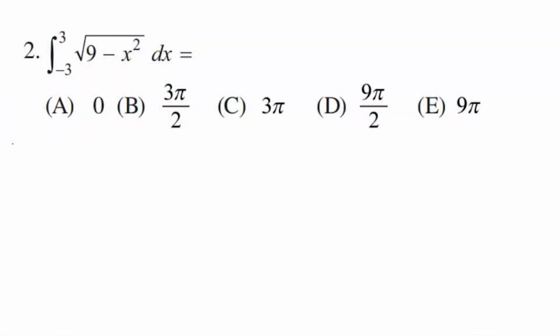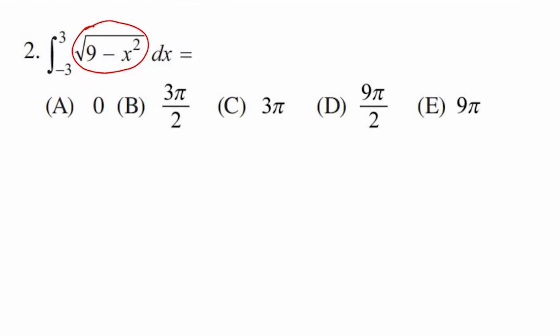Number 2 wants us to find the integral of root 9 minus x squared from negative 3 to 3. As you should know, whenever you're finding a definite integral, what you're really looking for is the area bounded by that curve and the x-axis. So it's really important that you understand what this curve looks like. Otherwise, you're going to have a hard time with this problem.